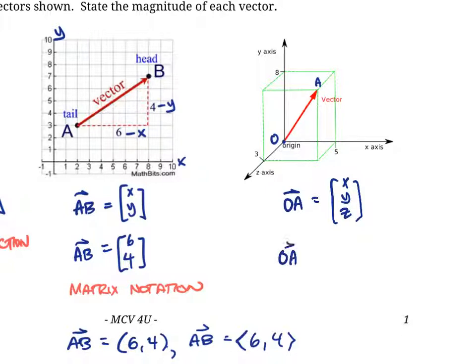And if it's in 3D space, we're going to have an x, a y, and a z part. So for this vector, if you look at this graph, think about the z-axis coming out of the page, right? On the x-axis, we've gone 5 units, so the x part is going to be 5. The y part, if you look on the y-axis, goes up to 8. And on the z-axis, it goes to 3. So that's how we could describe a 3D vector using matrix notation.